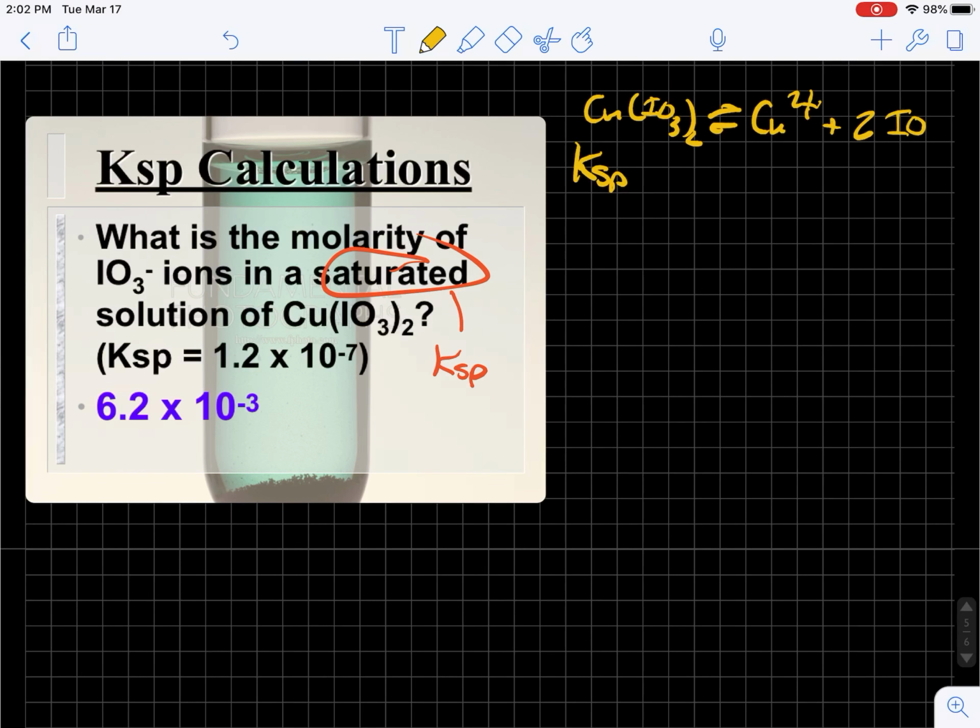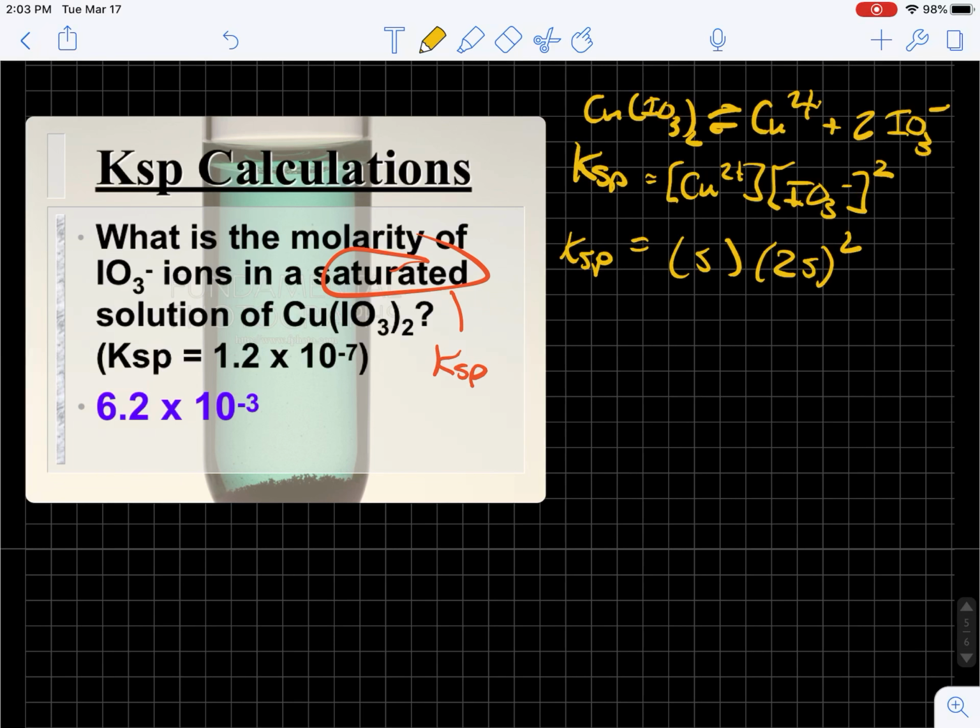Anyway, 2 times iodate. So Ksp for this is copper 2 times iodate squared. And in terms of solubility, we're going to call that S and this 2S. All right, so they give me the Ksp, and they want me to solve for the iodate concentration. So Ksp is going to be 1.2 times 10 to the minus 7, and this is going to be 4S quantity squared. So now I can just solve for S.